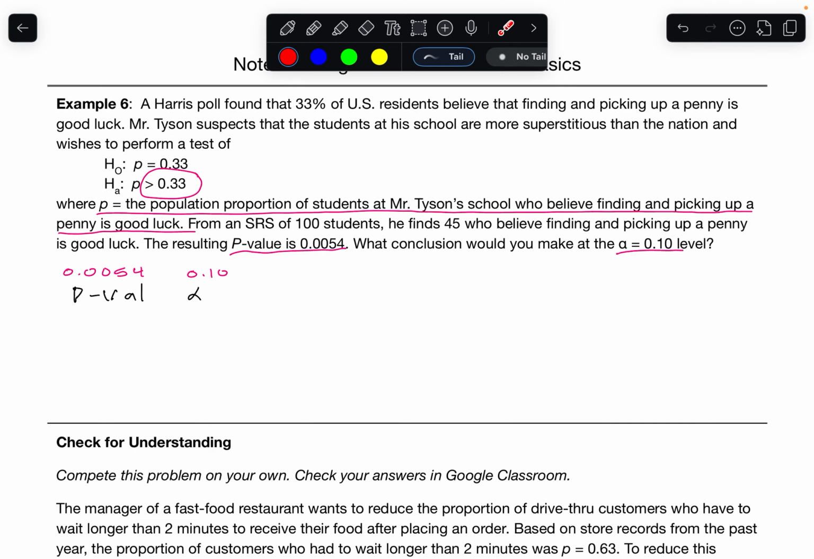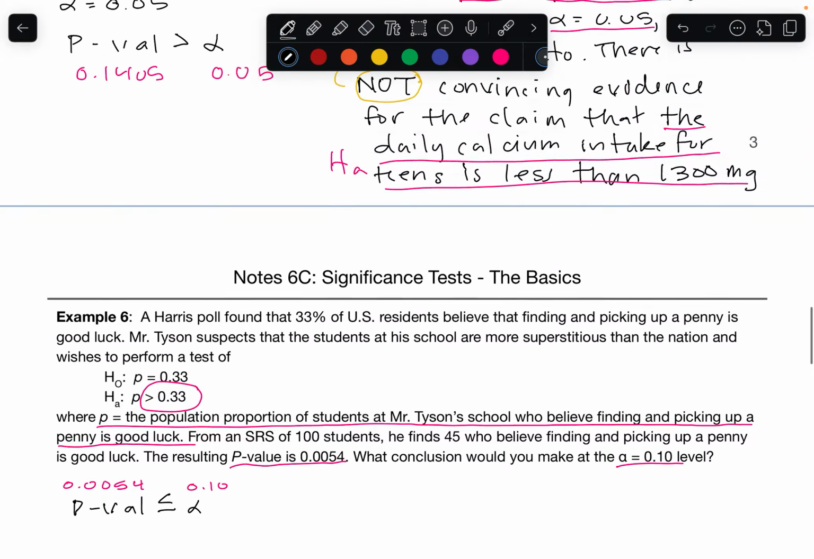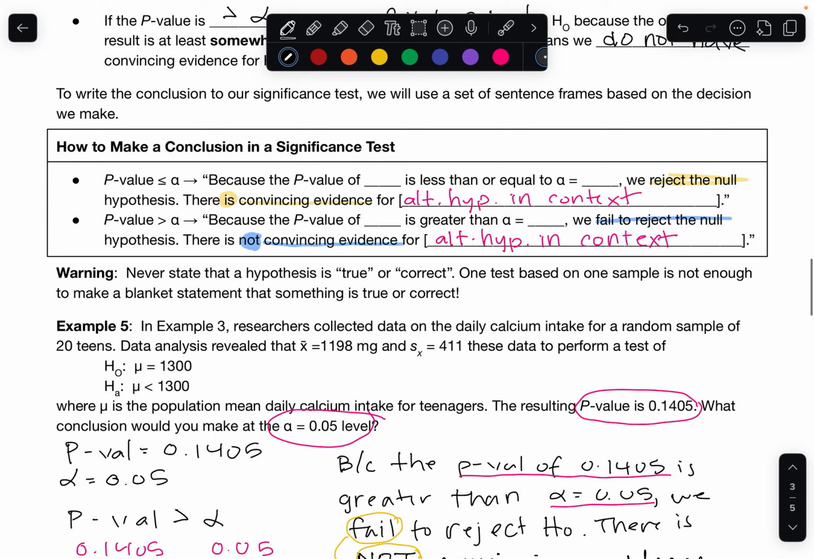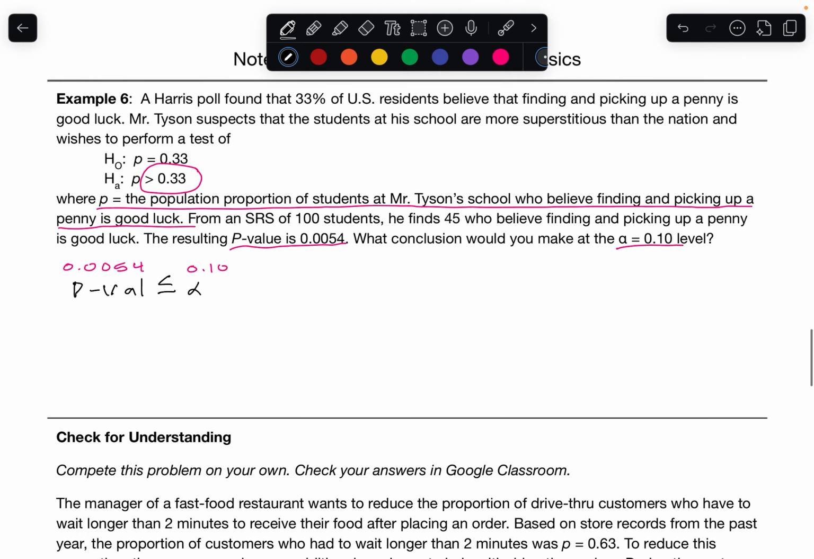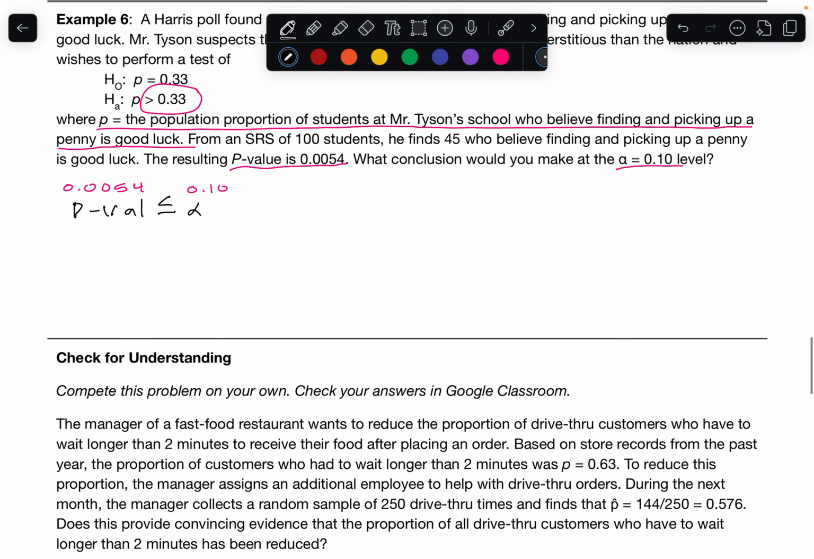So again, we compare by decimal places. The p-value, the tenths place, is a 0. The alpha, the tenths place, is a 1. So alpha is greater than the p-value. If I scroll back up, p-value is less than or equal to alpha, we reject the null. As my students last year said, if p-value is low, reject H0. So our p-value is low, we're going to reject H0.